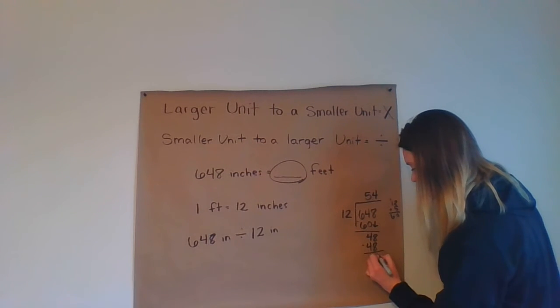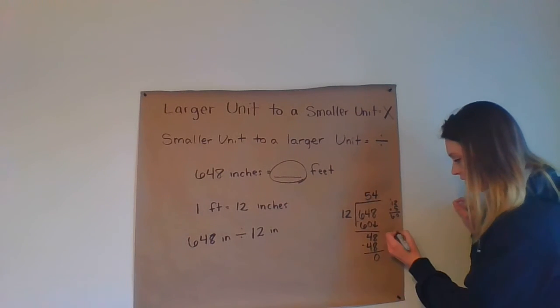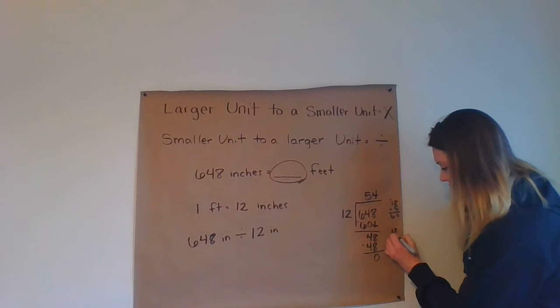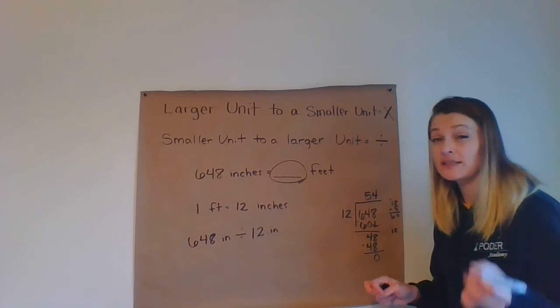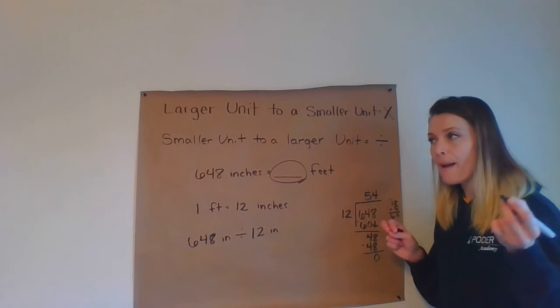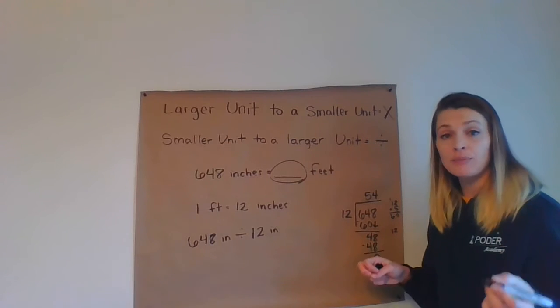I'm going to subtract, and I get nothing left over. Therefore, I have no remainders. Let's just double check and make sure that's 48, because even though I'm pretty positive that it's 48, I still want to check my work just to make sure, okay? That's how you guys can avoid simple mistakes.